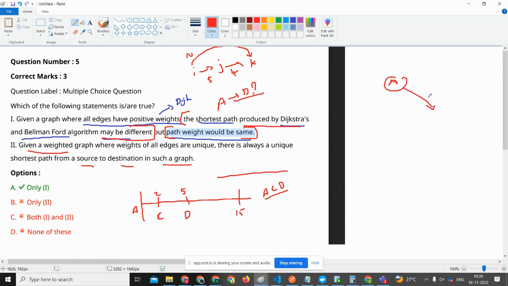How do we generate a counter example for this? I thought that is true, right? When the weights are unique, there should be only one shortest path. Correct. You guys are missing one aspect of it. What makes the shortest path not always unique? There are other.